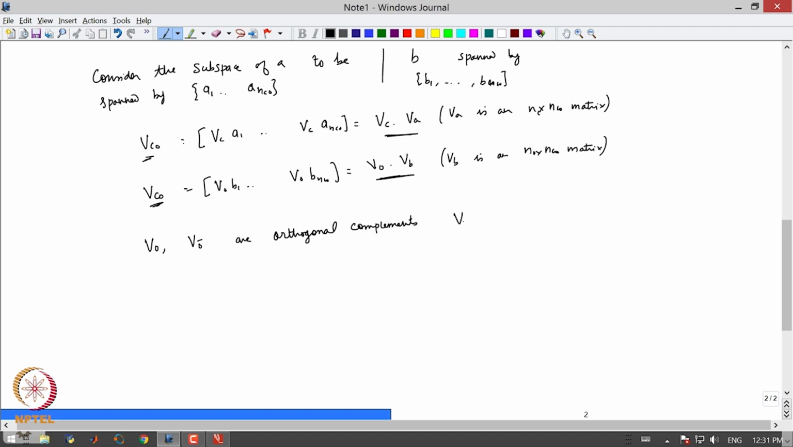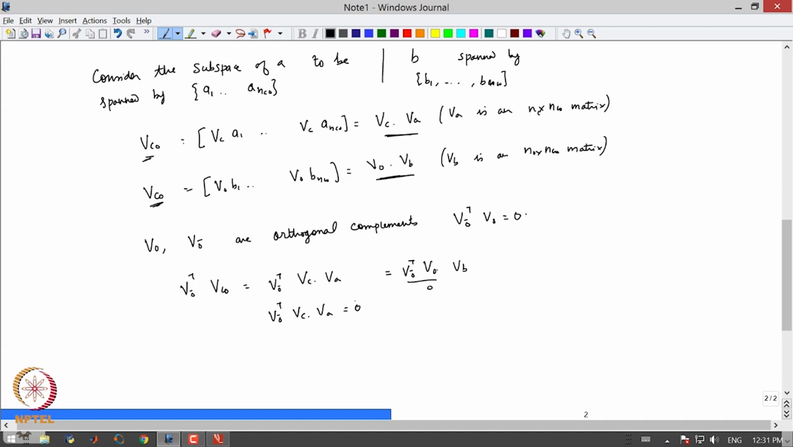Which means V naught bar transpose V naught is equal to 0. Okay. Now, what do I know? I know that V c naught is V c times V a. This is also equal to V naught times V b. Okay. Now, what I do is just pre-multiply this by this one, transpose. Okay. Now, this is 0. Therefore, V naught bar transpose V c times V a is also equal to 0.